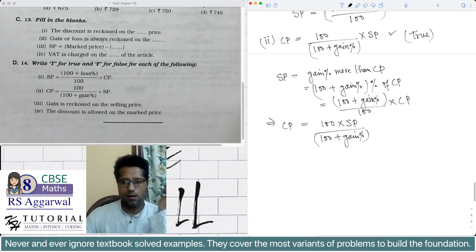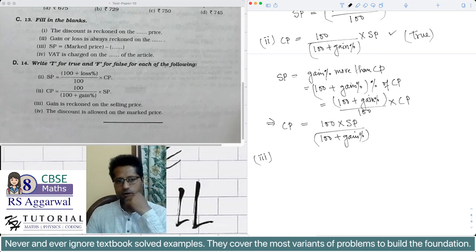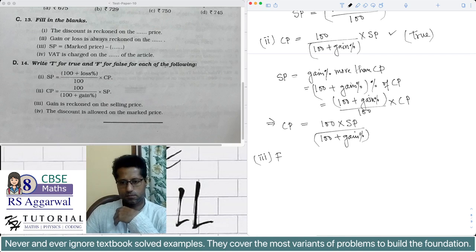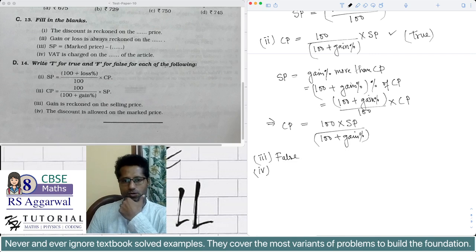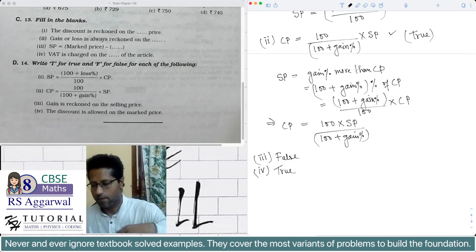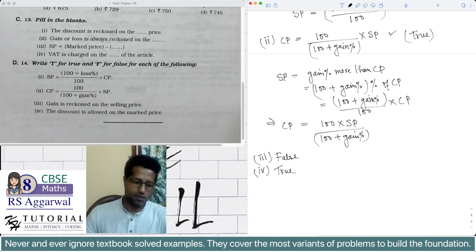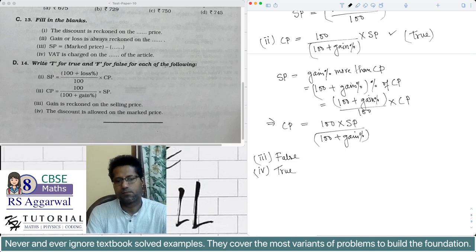Okay. Part number 3. Gain is reckoned on the selling price. This is false, because we know that gain is always reckoned or calculated based on the cost price. Part 4, the discount is allowed on the mark price. This is true. The discount is always given on the mark price. So this is true.